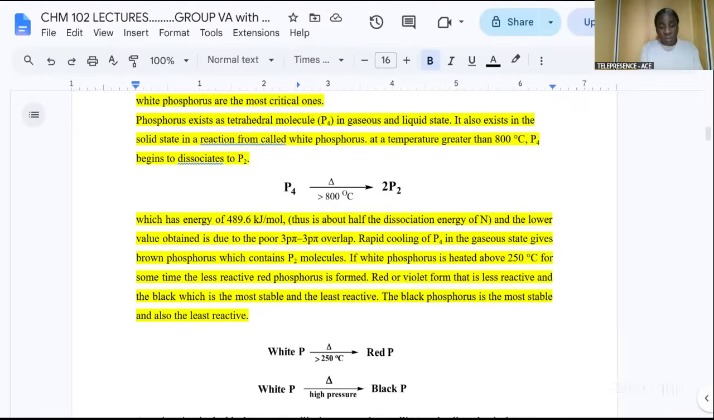It is said here that rapid cooling of phosphorus, the tetrahedral phosphorus in the gaseous state, gives a brown phosphorus, which contains the what? Diatomic molecule of phosphorus. If the white phosphorus is now heated above 260 centigrade for some time, the less reactive red phosphorus is formed. Red or violet form that is less reactive, and black that is what? The most stable and the least reactive. I want you to take note of this.